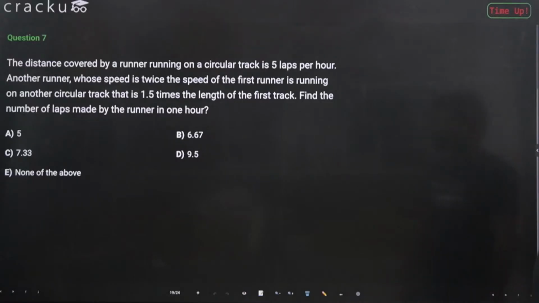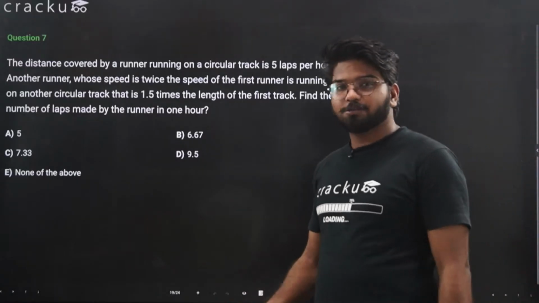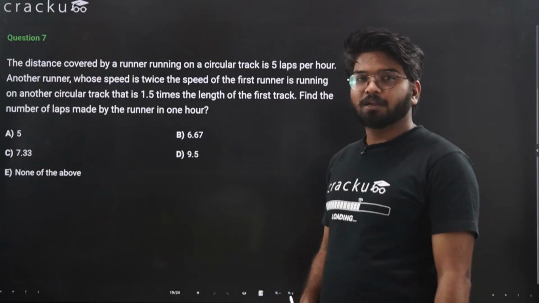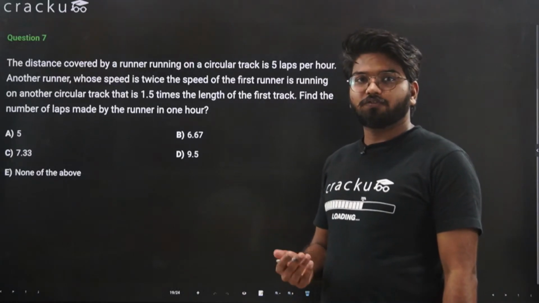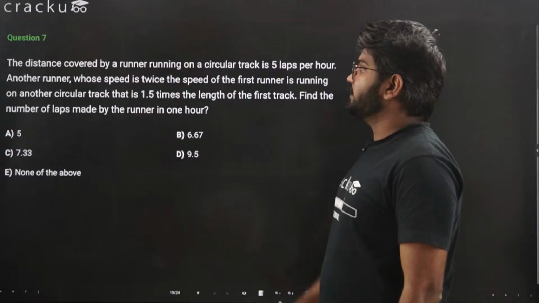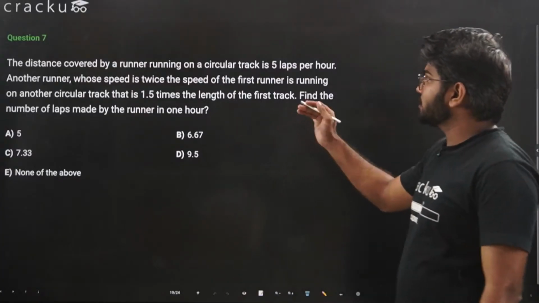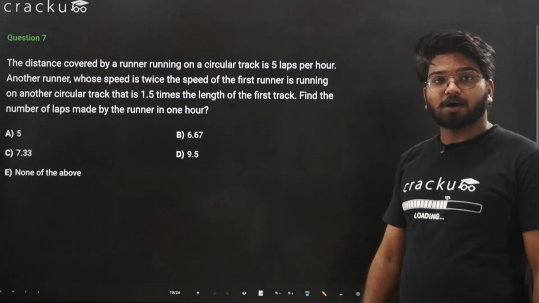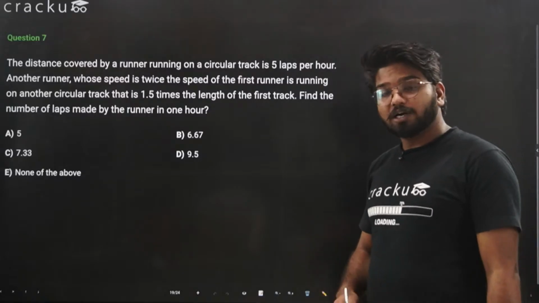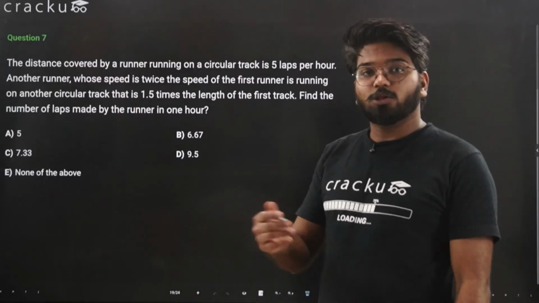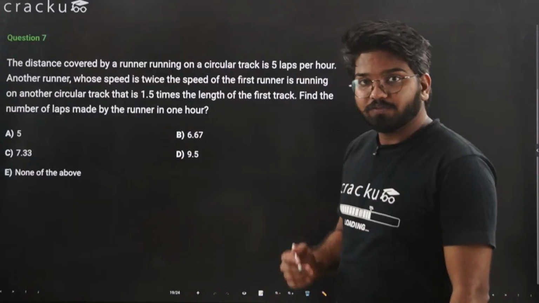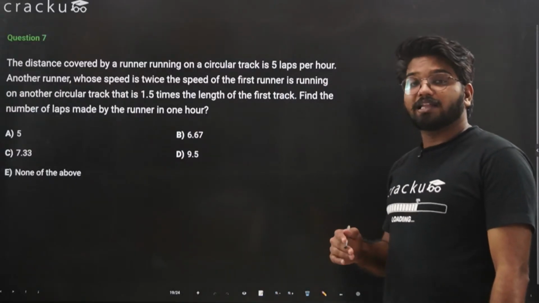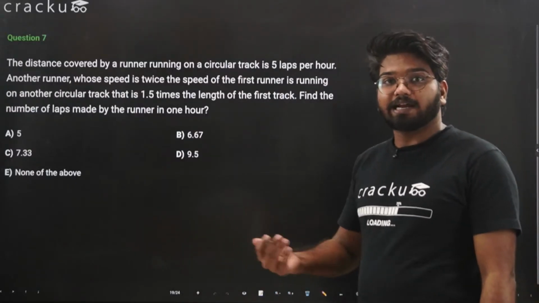Okay, this is again not completely based on circular tracks that we have studied today, but using the whole logic of time, speed, distance. It says that the distance covered by a runner running a circular track is 5 laps per hour. We don't know the distance of one whole lap, but we know that the runner is running 5 laps of that particular track.